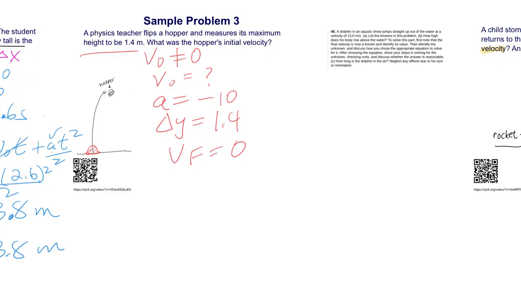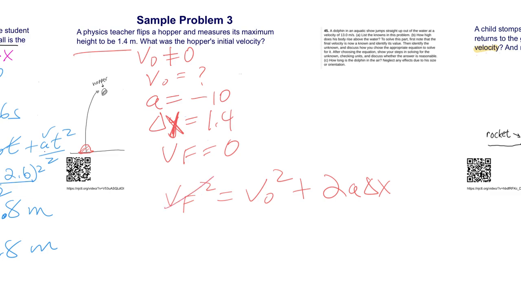Okay, so let's see. VF squared equals VO squared plus 2A delta x, because I don't have time. We use the other one. So 0 is equal to VO squared, that's what I'm looking for, plus 2 times negative 10 times delta X. Okay, so delta X is 1.4.